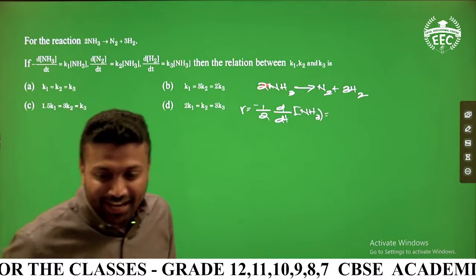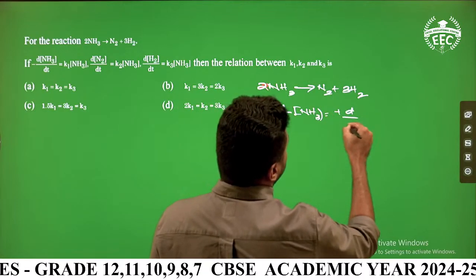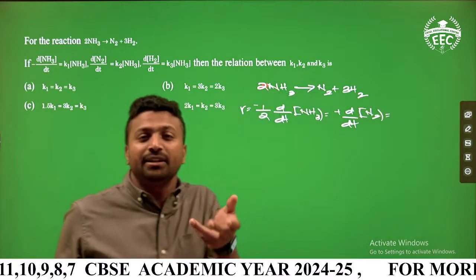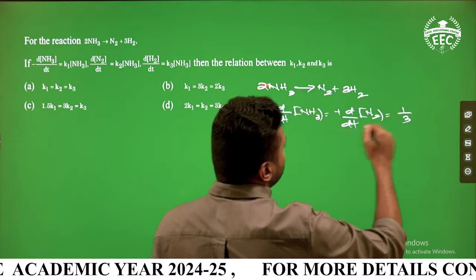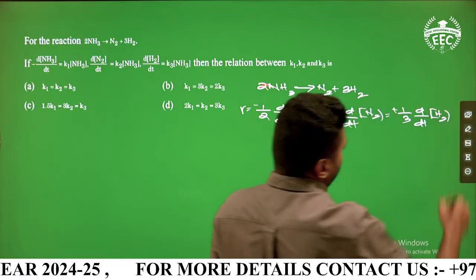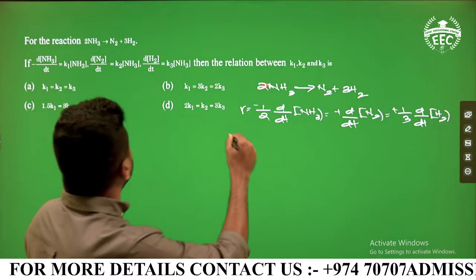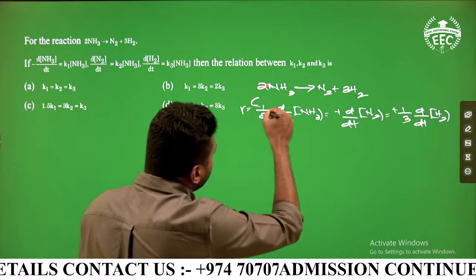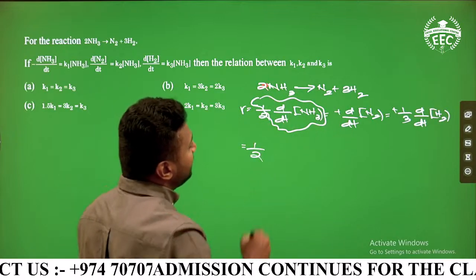Since it's a product, we use the plus sign into d by dt of N2, which is equal to the coefficient of H2, which is 3, so the reciprocal is 1 by 3. Since it's a product, plus 1 by 3 into d by dt of H2. Now, given minus d by dt of NH3 is K1 into the concentration of NH3. You can take 1 by 2 out, and the remaining is d by dt of NH3.